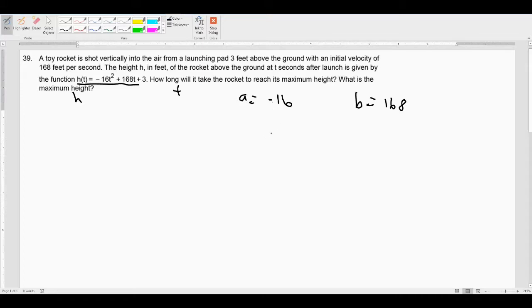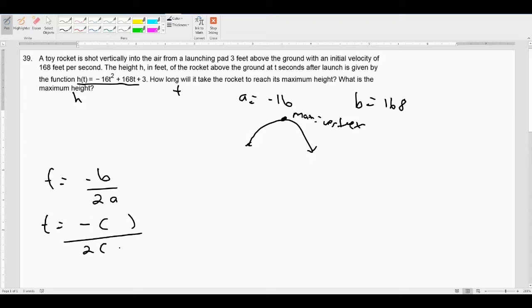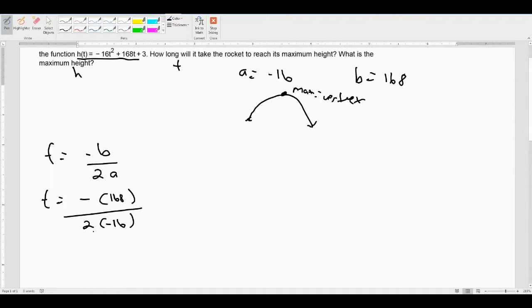Since this is a negative, and it's a square, that means the graph looks like this. So it is a maximum up there. And that max is a vertex. So what that means is, we need to find our t value using the vertex formula, negative b over 2a. T is the time, so that's the first thing we want to find. And we've already got our b and our a, so let's go ahead and substitute those in. B is 168, and a is negative 16. When you do negative divided by negative, you get a positive.